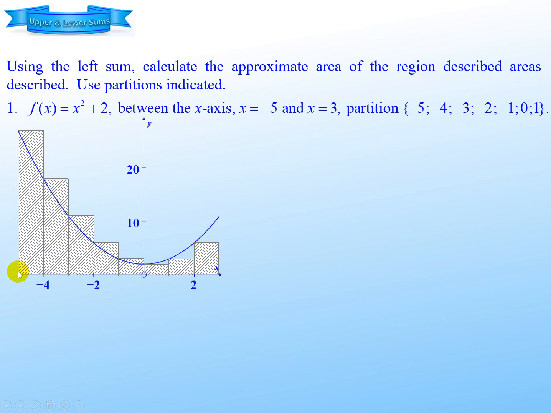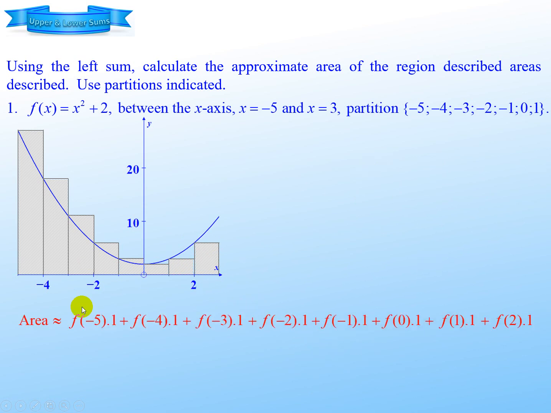And it'll be f of minus 5, f of minus 4, f of minus 3 for the heights of these rectangles. F of 2 will be the height of the last rectangle. And the widths are all going to be 1. So it starts at f of minus 5 for that height, and it ends at f of 2 for that height, for the left sums. And those all go to 77 square units. That's approximate.